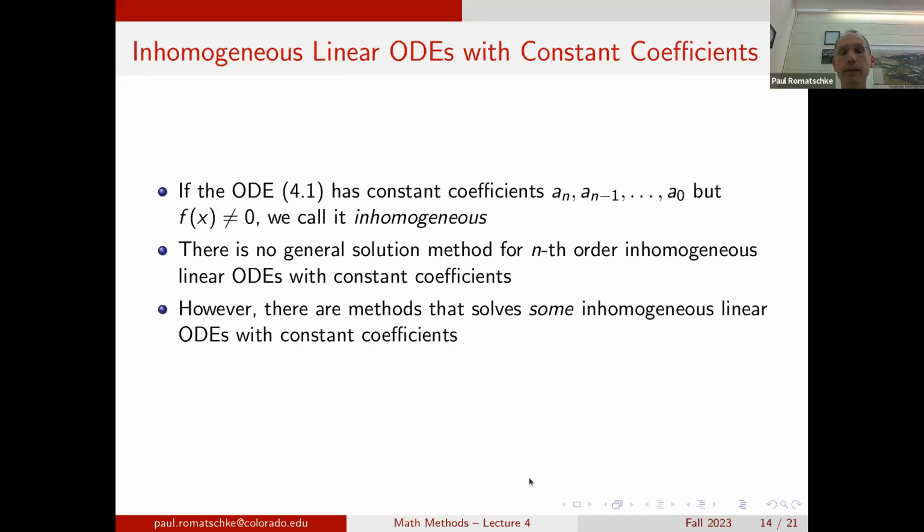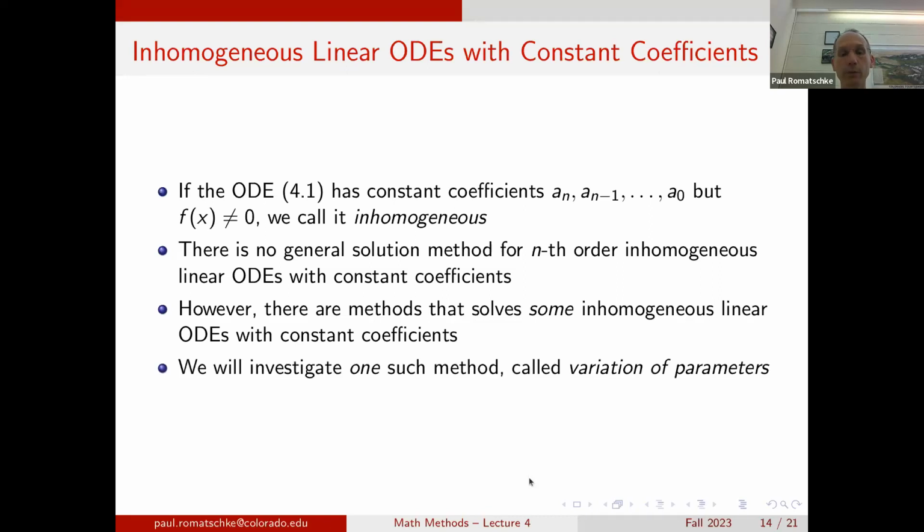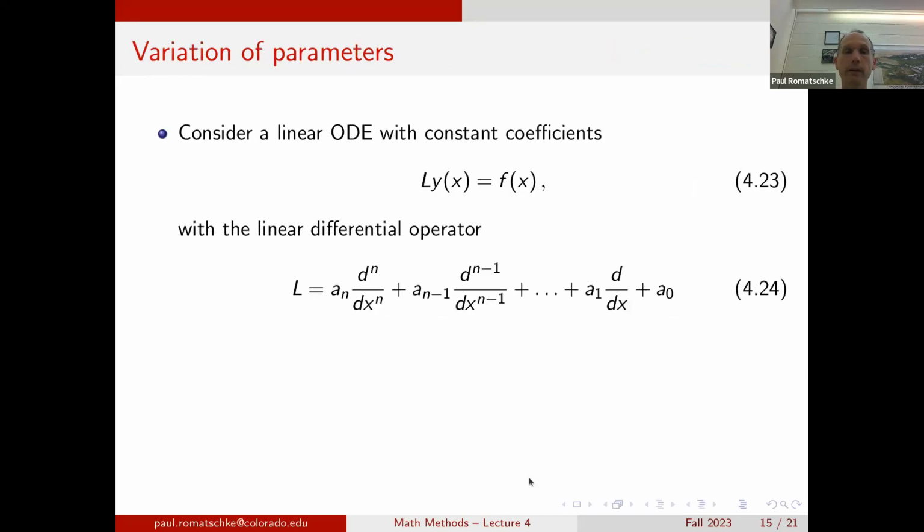However, there are some methods that are able to solve some inhomogeneous linear ODEs with constant coefficients, and I want to talk about one particular such method, which is called the variation of parameters. So let's again consider a linear ODE with constant coefficients, which is written in the form of a differential operator acting on y of x, and then we have a non-vanishing right-hand side f of x. And the differential operator is nth order, and it has constant coefficients a n minus 1, all the way down to a0.